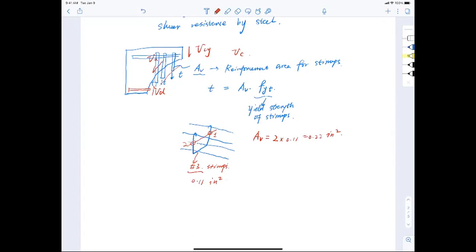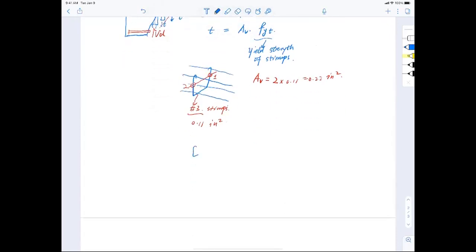Why is this so important? Because sometimes I don't like a one-loop stirrup. I may have this kind of crazy arrangement. That happens in seismic loading, earthquakes. Now if I have this kind of arrangement, how many legs do I have if this is number 3? 4, isn't it?